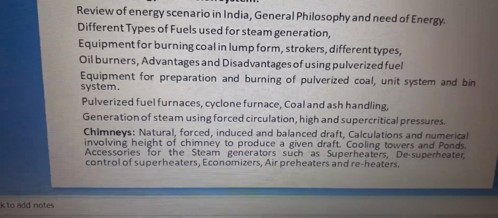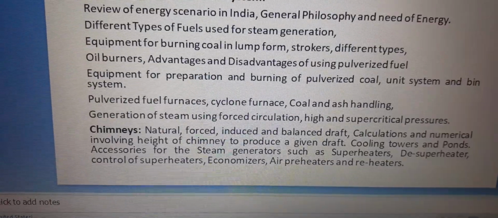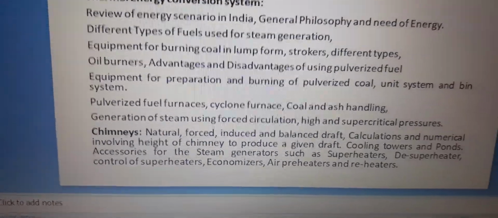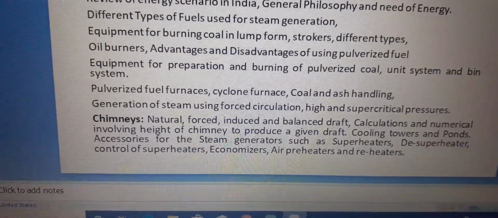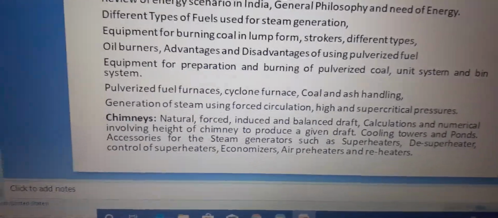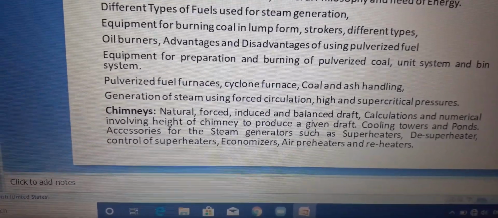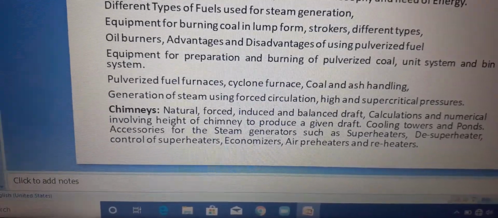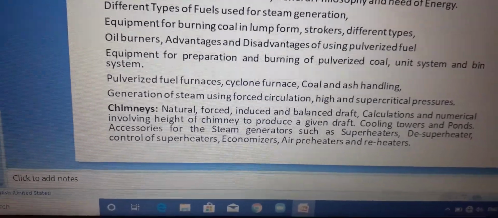Along with that we'll be discussing the accessories for the steam generator, that is superheaters, desuperheaters, control of superheaters, economizers, air preheaters and reheaters.